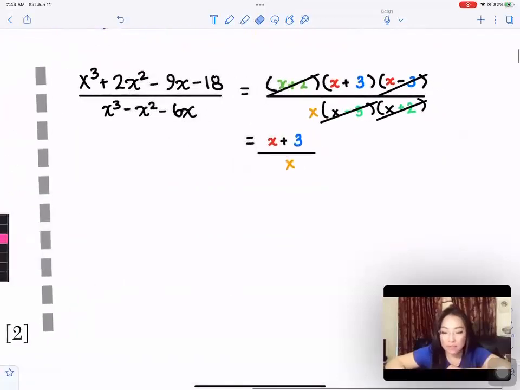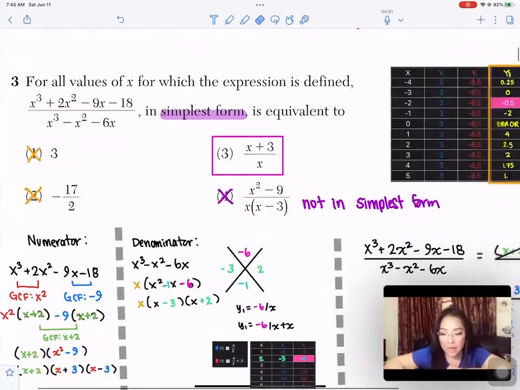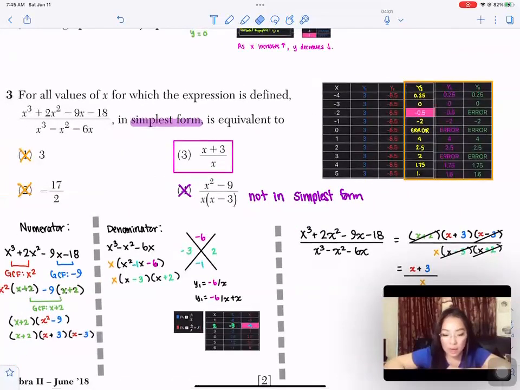Okay, when you factor them, everything cancels out except for x plus 3 and x. Now, if you want to check this on your calculator, you can. You just put choice 1, y1 equals 3, y2 equals -17/2, y3 equals x plus 3 all over 8, y4 is x squared minus 9 all over x times x minus 3. And y5 will be the original expression that's given. And then you see which one matches with y5.